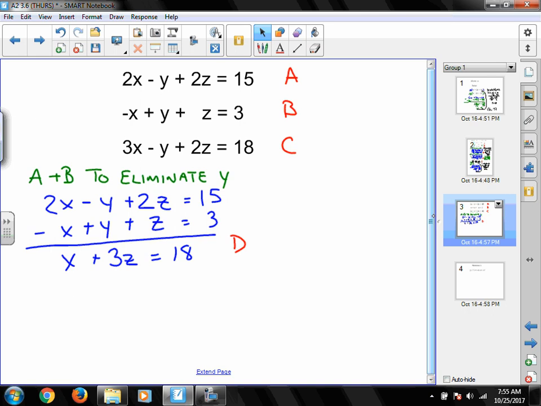So I look at either A and C or B and C. And I notice if I use B and C, again, I end up in that same situation where I've already got my y's with opposite signs, same number, so I can just add them. I could use A and C if I wanted to. Again, it just depends on what's easiest for you in the context of your problem.